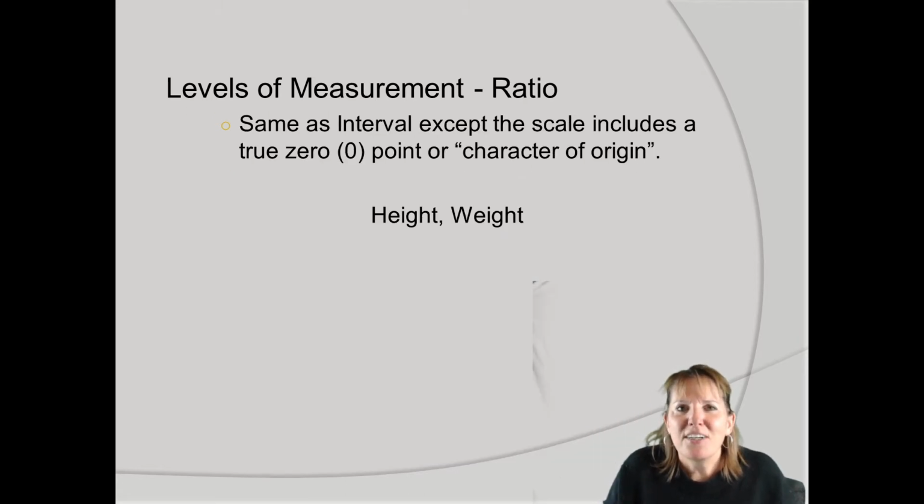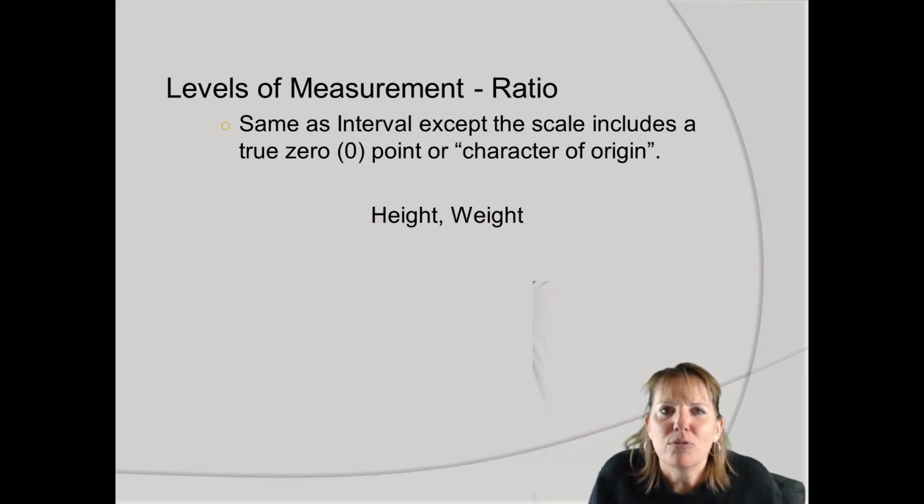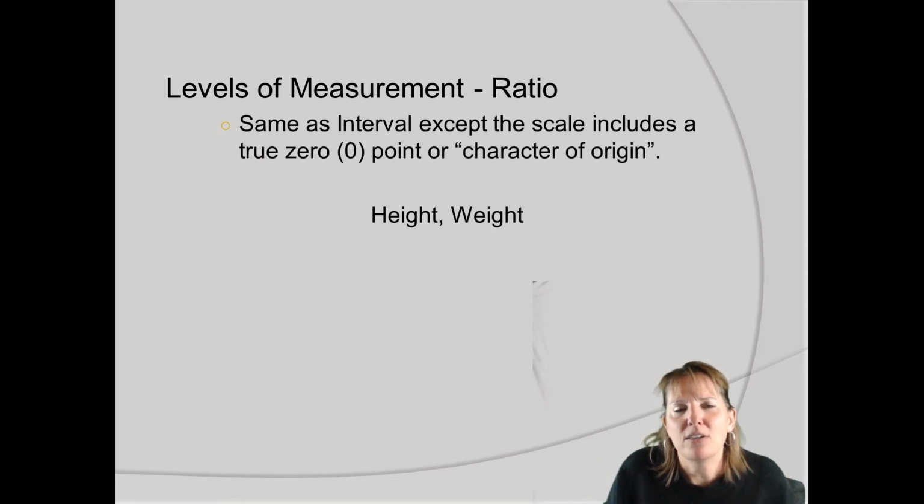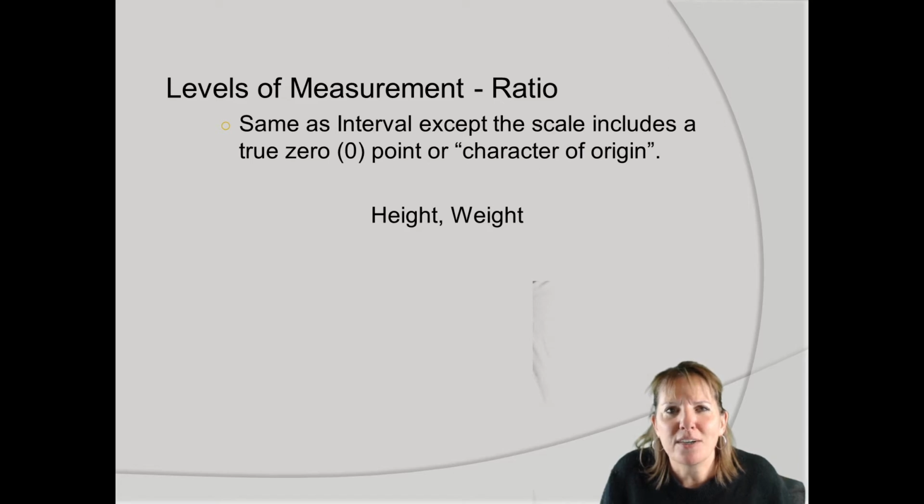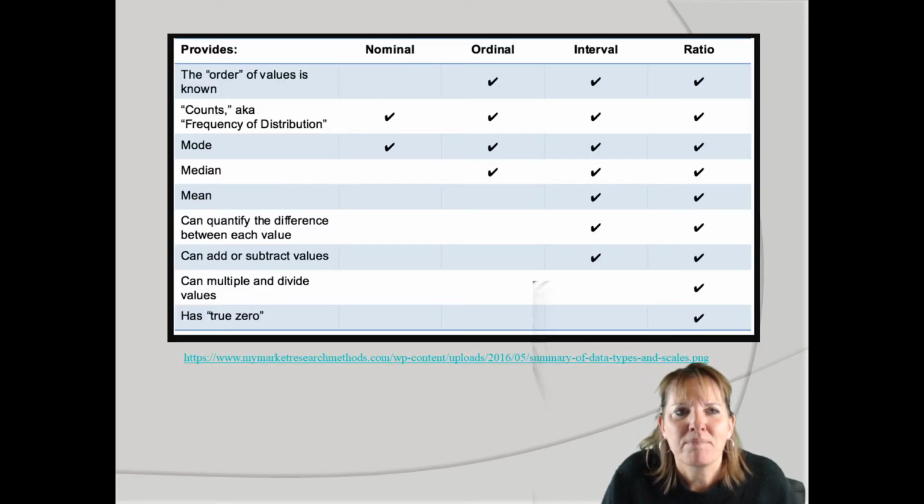The last area, the fourth area of questions, are called ratio questions, and they actually have what they call a true 0 point, or I like referring to it more as a character of origin, meaning a start point. So height and weight are common ratio variables, certainly asked in our industry, but I would say overall, lots of nominal questions, certainly some ordinal questions, but a lot of interval questions tend to be more common. And then again, depending, ratio as well.